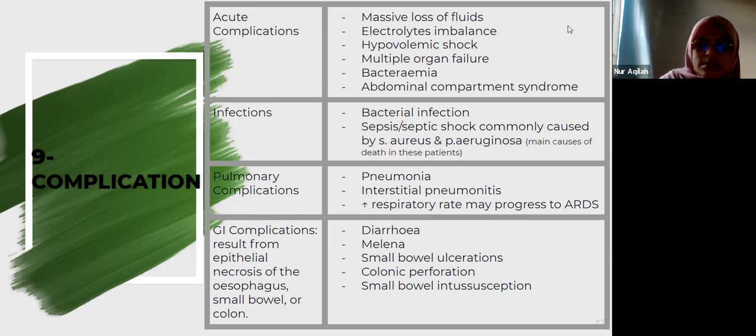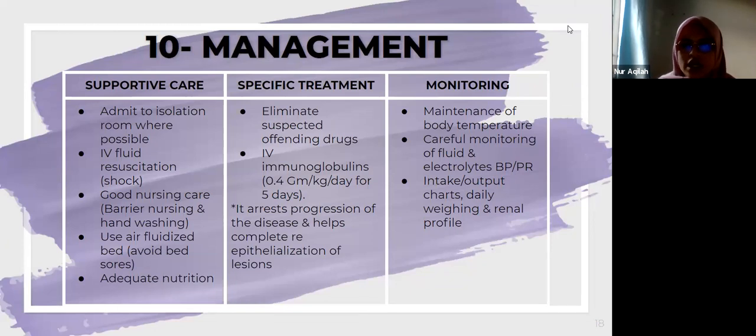Based on the pediatric protocols, the aim of the treatment is to remove the cause and also to prevent complications. The management includes supportive care, specific treatment, and monitoring of the patient. For supportive care, we need to admit the patient to an isolation room if possible. If the patient is in shock, we need to give IV fluid resuscitation. And in treating them, we need to practice good nursing care like barrier nursing and also hand washing.